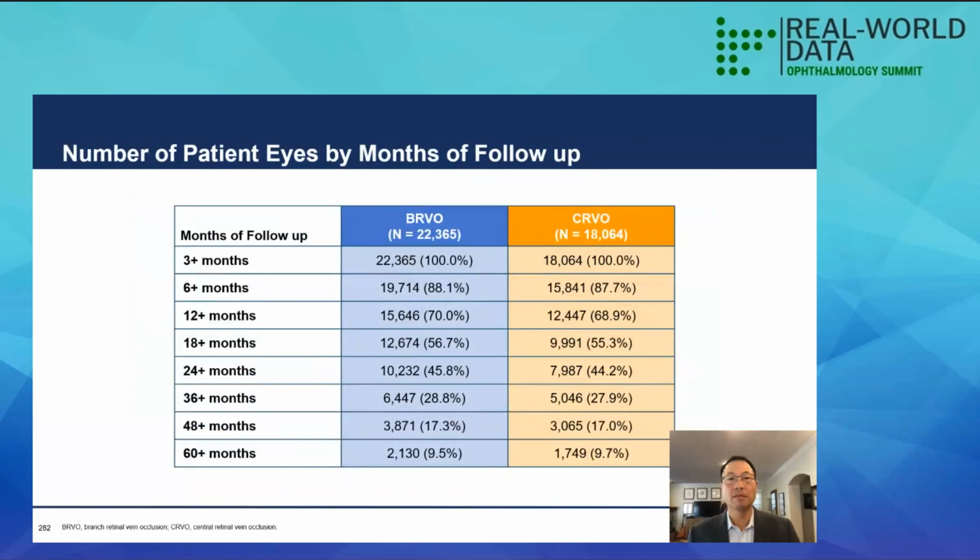There were a large number of eyes analyzed in this database analysis. With at least 3 months follow-up, there were over 22,000 eyes in the BRVO group and over 18,000 eyes in the CRVO group. There was significant attrition starting immediately at the 6-month follow-up, going all the way out to the 60-month plus cohort. Yet there were a large number of eyes that were remaining. There were over 2,100 eyes in the 60-month BRVO cohort and over 1,700 eyes in the CRVO 60-month cohort.